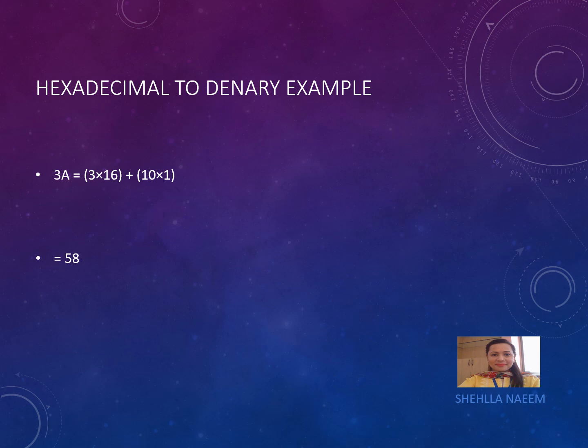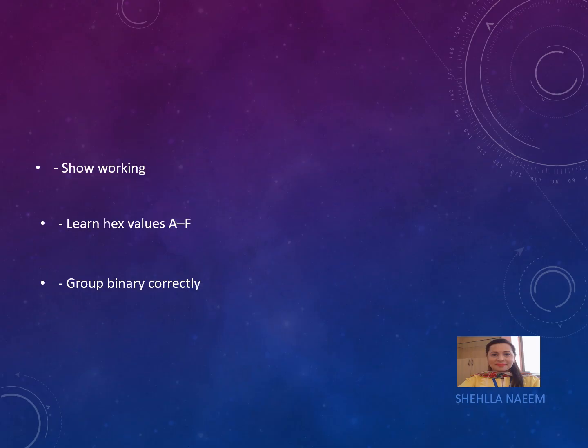Now we are going to multiply them. 3 times 16 is 48. 10 times 1 is 10. So 48 and 10 becomes 58.